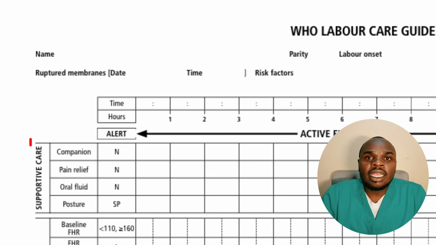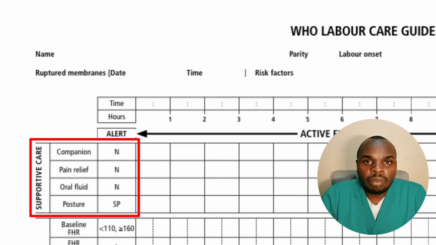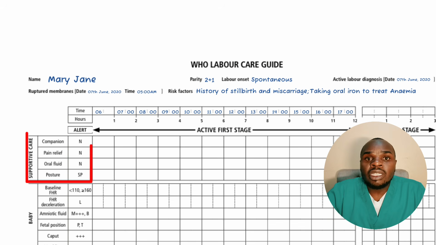Section 2 of the LCG aims to encourage the consistent practice of respectful maternity care during labor and childbirth through the continuous provision and monitoring of supportive care. Let's go through the example given by WHO on filling section 2 as follows. The date still remains June 7th, 2020. The time is 6 a.m.